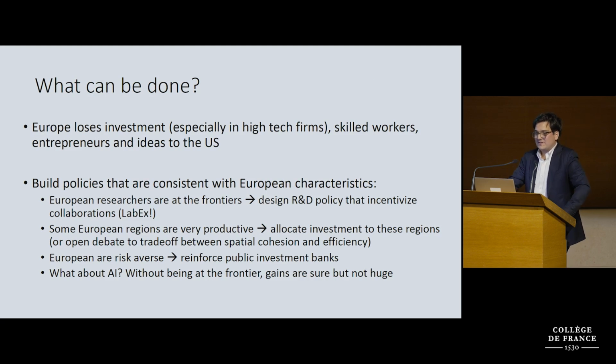So what can be done? And that will be my last slide. I think it's quite clear that Europe has a lot of leakage that goes to the US. We are losing investment, especially investments that are going to high-tech firms. And that's clearly because high-tech firms are way more profitable in the US than in Europe. So why would European investors invest in European firms? They will go directly to the US.